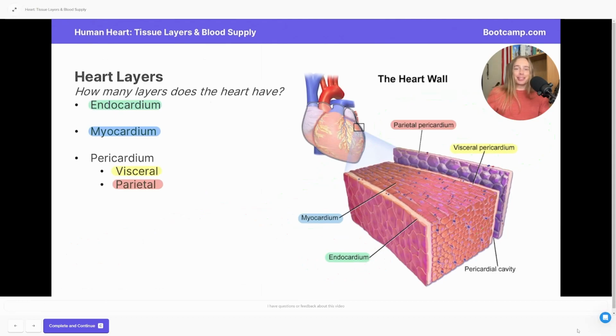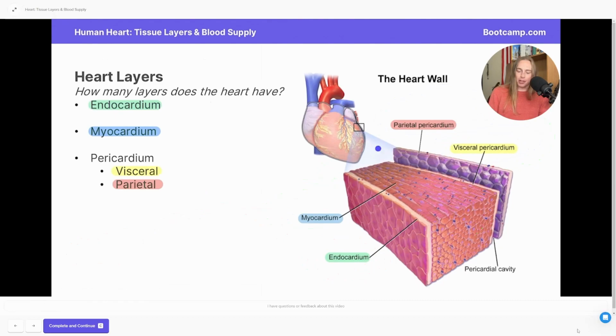The outermost layer is known as the pericardium, and recall that the prefix peri just means around. This prefix helps us to remember that the pericardium is essentially just a sac that's going to be surrounding the outside of the heart. It's also important to note that the pericardium has two distinct layers, one on the outside known as the parietal pericardium and one deeper known as the visceral pericardium.